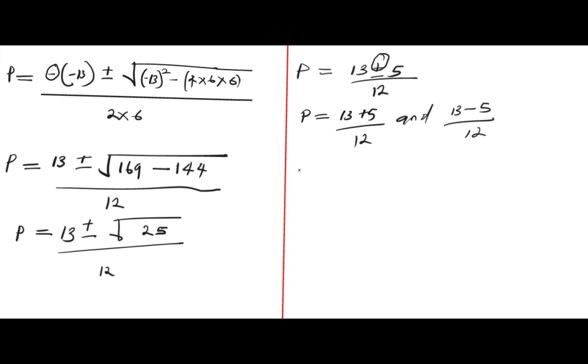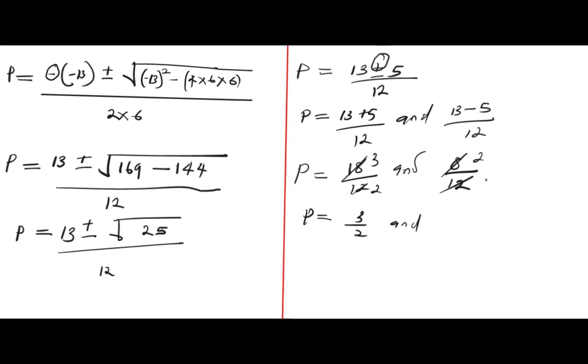So let's solve for the first one. P equals 13 plus 5 is 18 over 12. And 13 minus 5 is 8. So you have 8 over 12. So we can simplify this further. We have p equals 18 over 12. 6 goes here, 3, and 6 divides this, 2. So you have 3 over 2. And here, 4 can go here 2 times, and 4 divides here 3 times, so you have 2 over 3 as well. So the value of p is 3 over 2 and 2 over 3, okay?